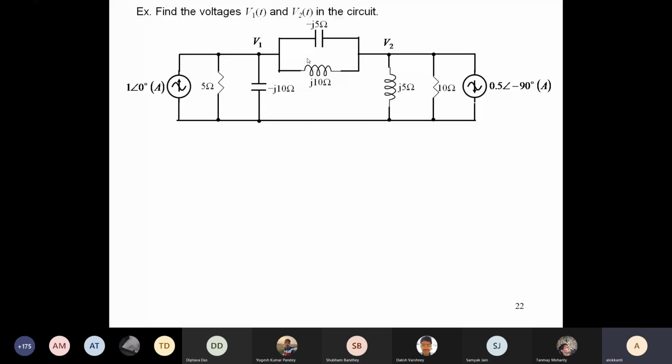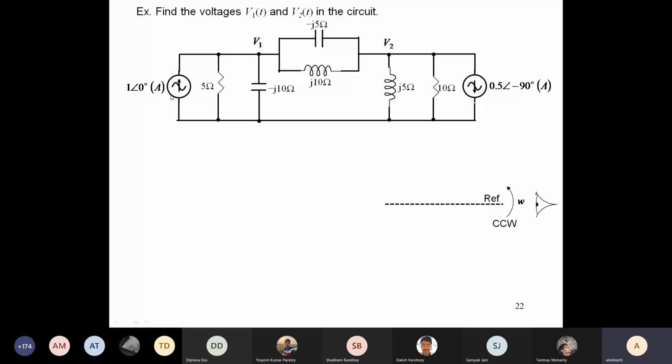So to find V1 and V2, which rule will you apply? KCL, Kirchhoff's current law, because you are given the current sources. But before that, let us draw the phasors again, because the current sources are given in the form of phasors.